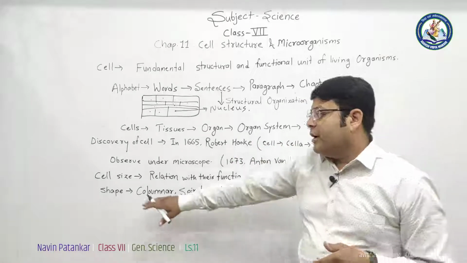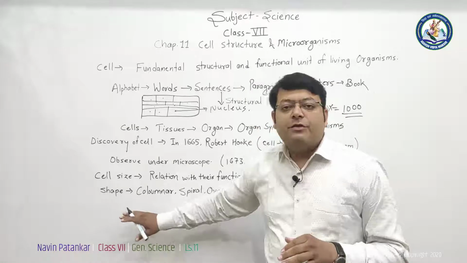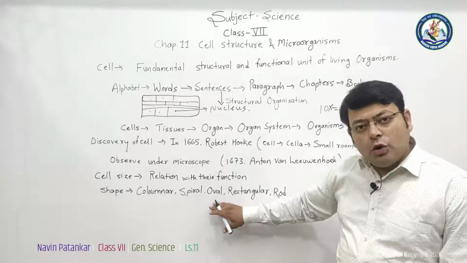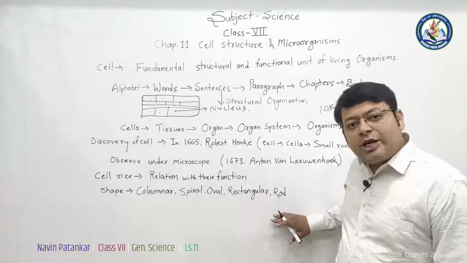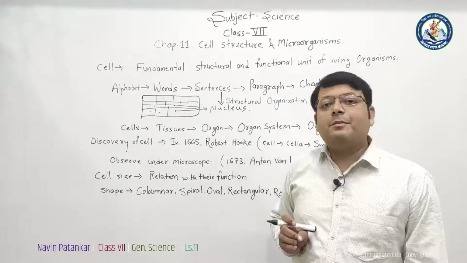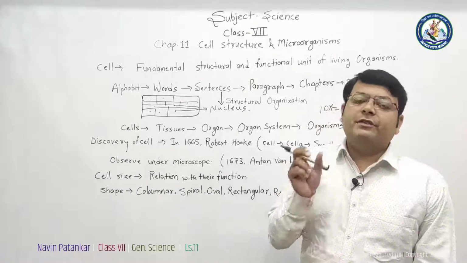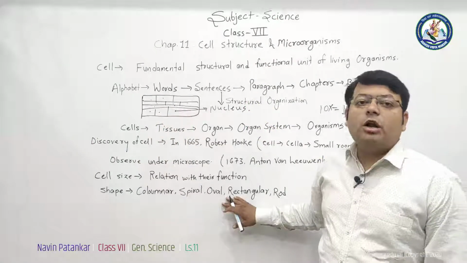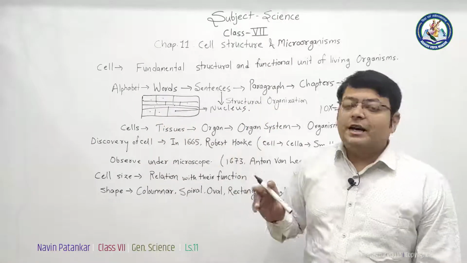If we are talking about the shape of the cell, we can say that columnar, spiral, oval, rectangular, and rod-shaped cell structures are present. We have different cell structures and different cell sizes from different cell material. So this is all about what? Cell. And what is a cell?